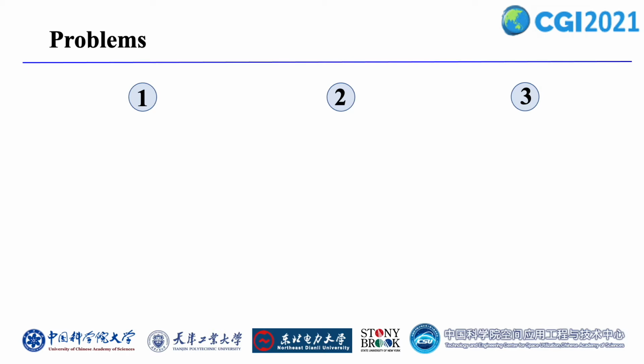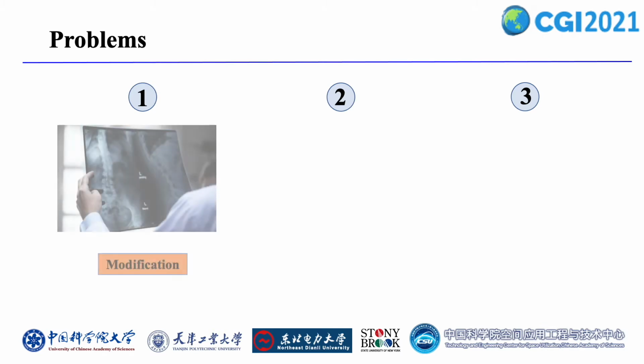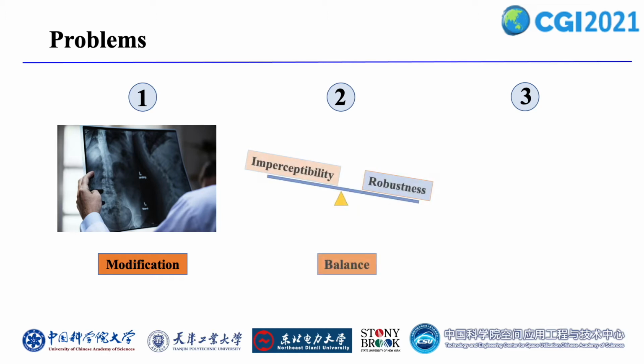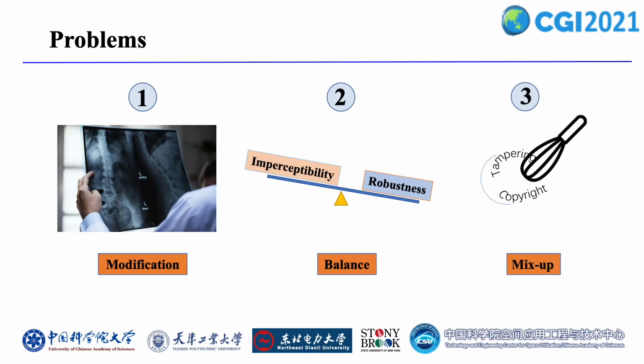main problems for medical images. First, inserting information into the host image modifies the original host image, which may cause a doctor's misdiagnosis due to any content modification. Second, the insertion schedule makes it hard for traditional watermarking algorithms to balance the robustness and the imperceptibility. Third, very few watermarking algorithms consider copyright protection and tampering detection simultaneously.